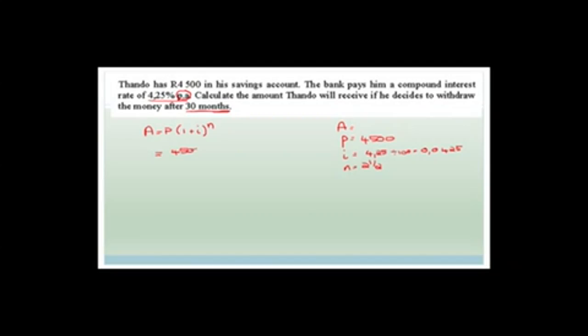So we've got 4,500 times 1 plus 0.0425, all to the power of 2.5. Right. So let's pop that into our calculator and see if we can get it to work without so much effort as last time. So we've got 4,500 multiplied by, open bracket, 1 plus 0.0425, close bracket, to the power of 2.5, equals, and that's 4,993 Rand and 47 cents.